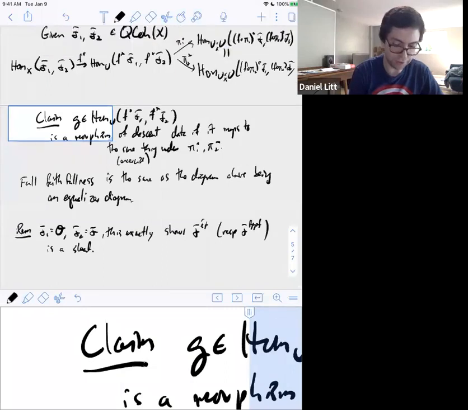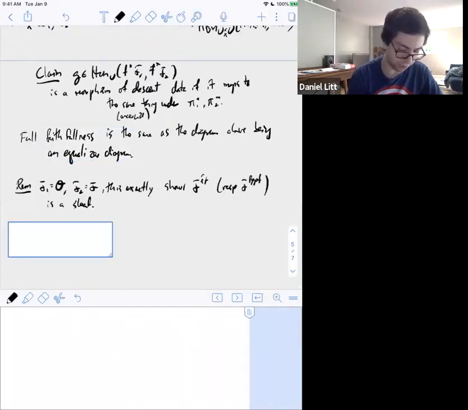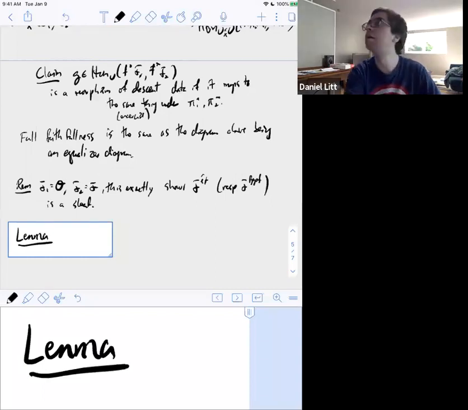We want to prove that this is an equalizer diagram, but before doing that, we need a lemma. And maybe we have 20 minutes left, so let's take a 2-minute break since we've been going hard.